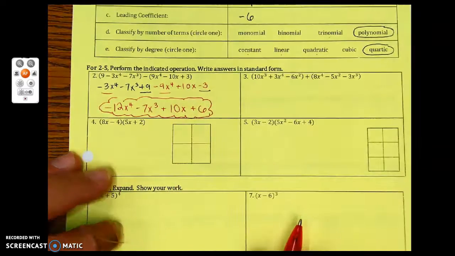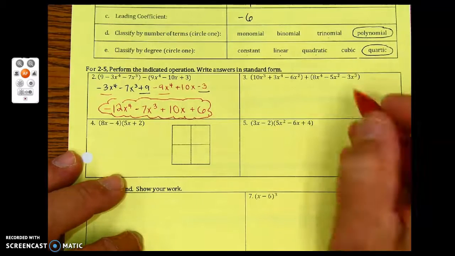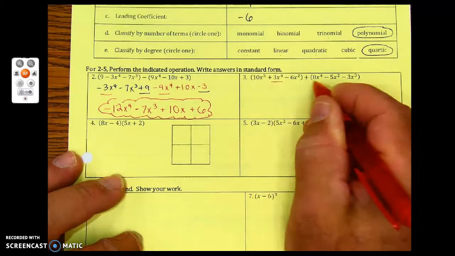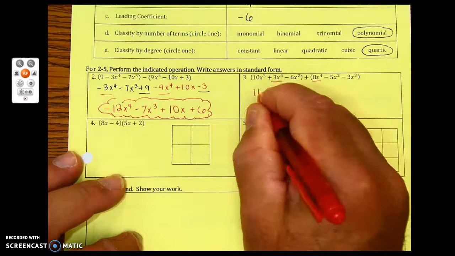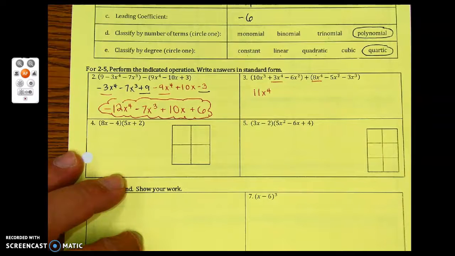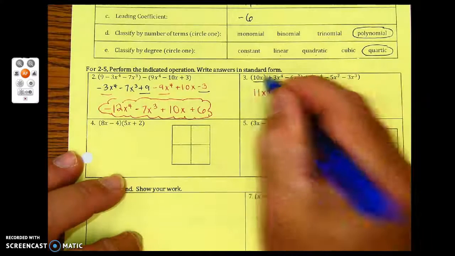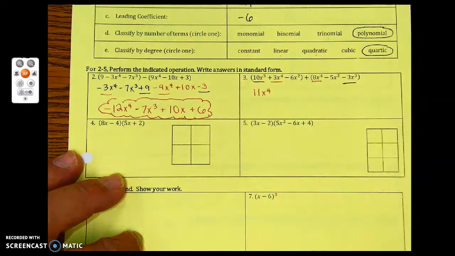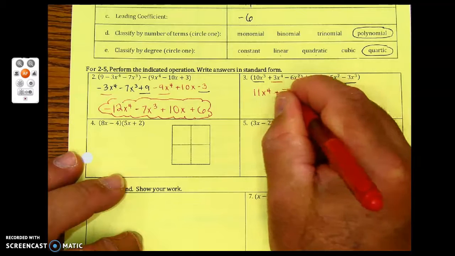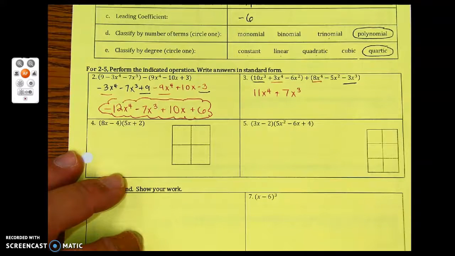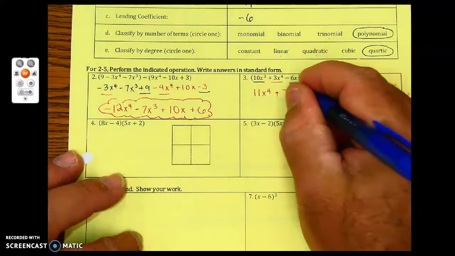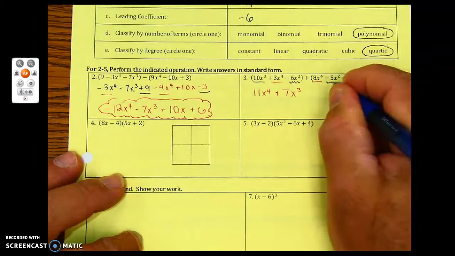Let's go to number 3, which is an addition problem. We're going to combine these two like terms, 11x to the fourth. We're going to combine these two like terms, which will give us positive 7x cubed. And then we're going to combine these two terms.